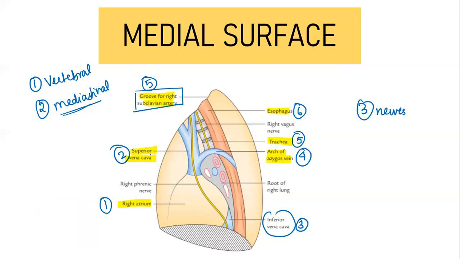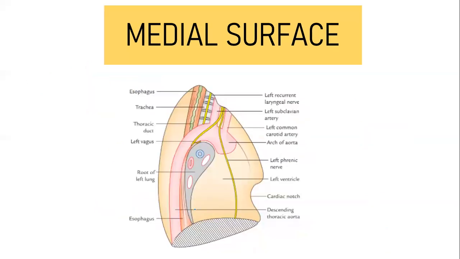Then SVC and IVC, arch of azygos. So I have got 3 venous structures. Then trachea, esophagus, groove for right subclavian artery, then right atrium. These are the structures related to the mediastinal aspect, or the mediastinal part of the medial surface of the right lung. Now, talking about the left lung, I'll show you the lung picture in the next slide. First, let us try to understand all of these structures, right?